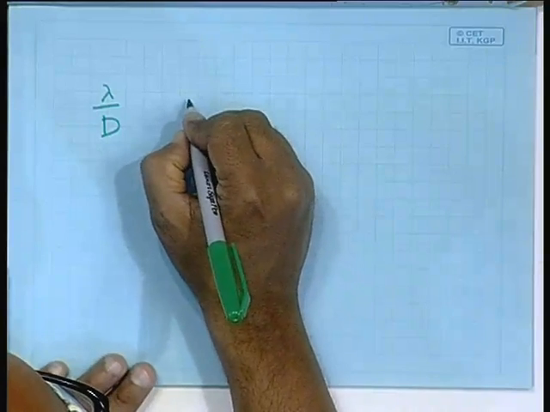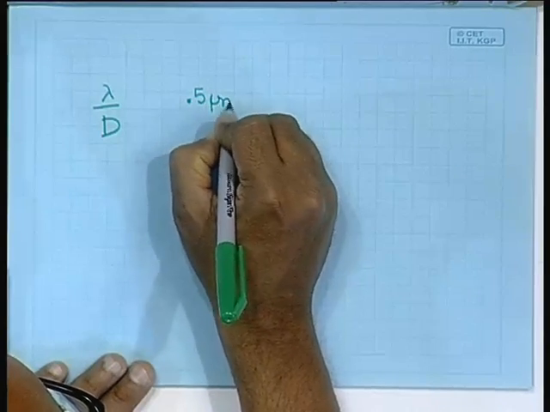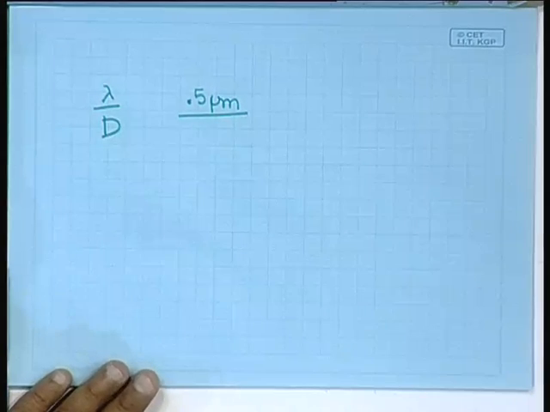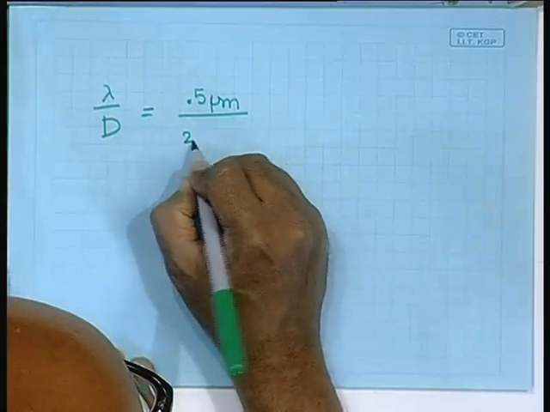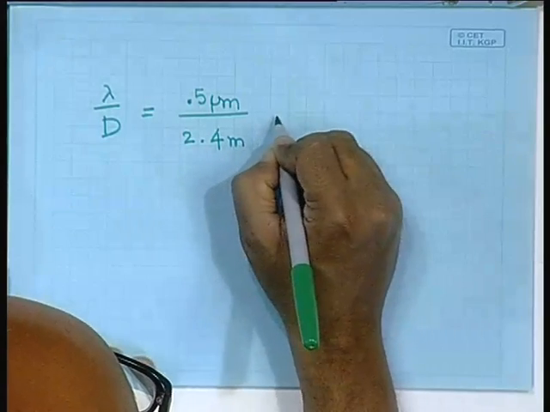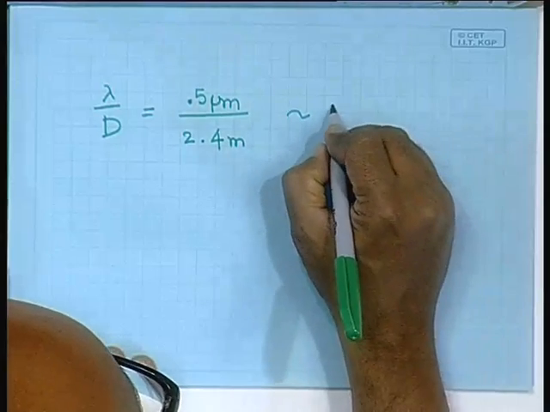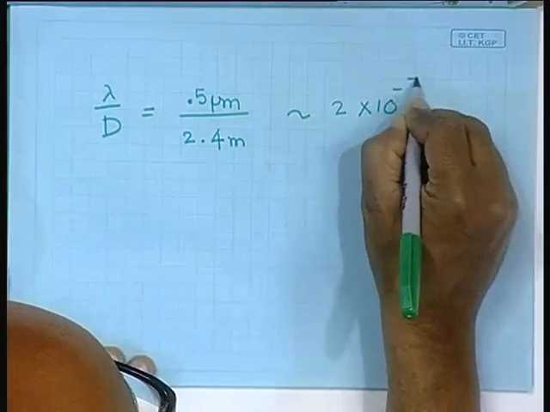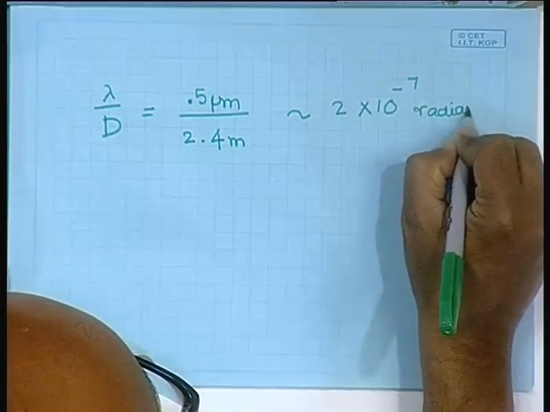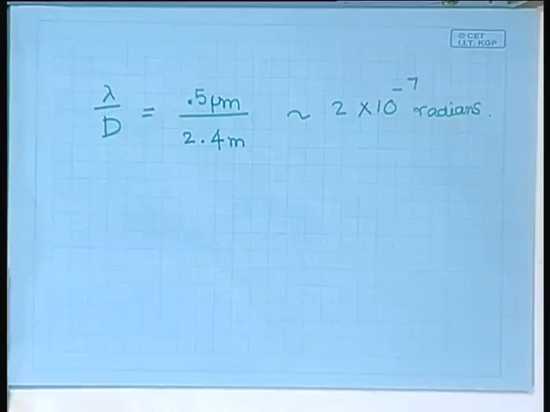So, optical wavelength is of the order of 0.5 micrometers, and the diameter of the Hubble Space Telescope is 2.4 meters. This is approximately equal to 2 into 10 to the power minus 7 radians. So, with the Hubble Space Telescope, I would be able to resolve two sources if the angular separation of these two sources were equal to or more than 2 into 10 to the power minus 7 radians. If the angular separation was less than this, I would not be able to resolve the two sources.